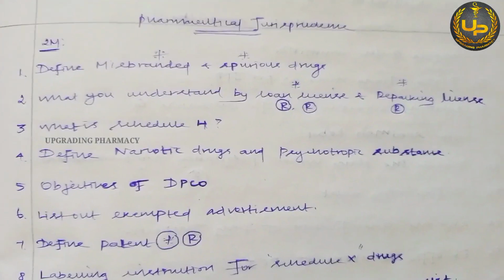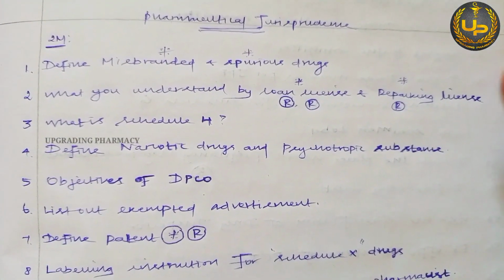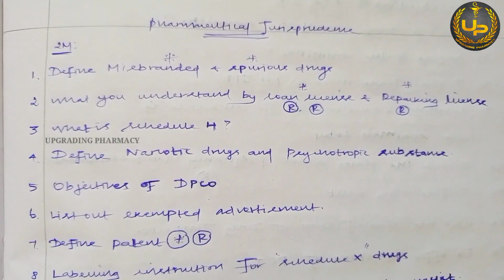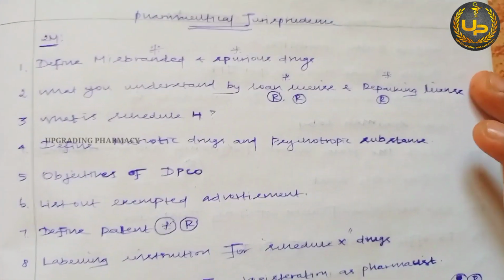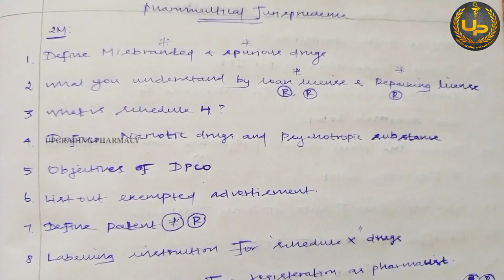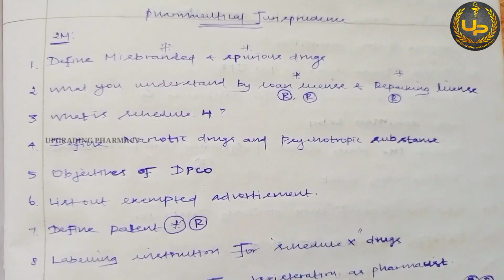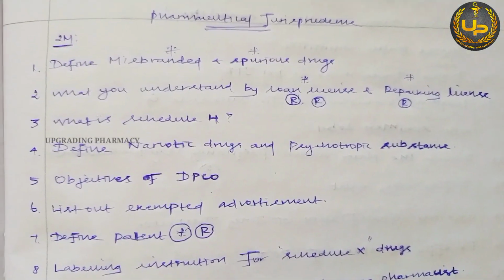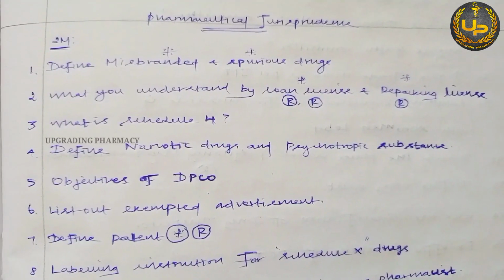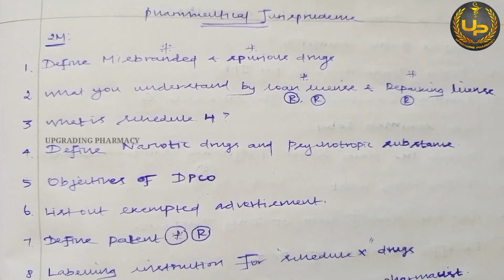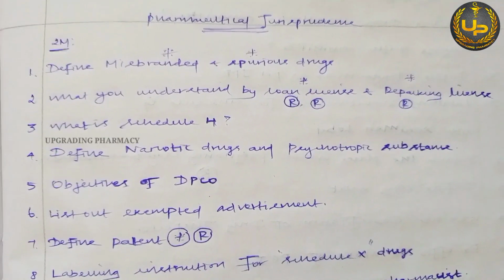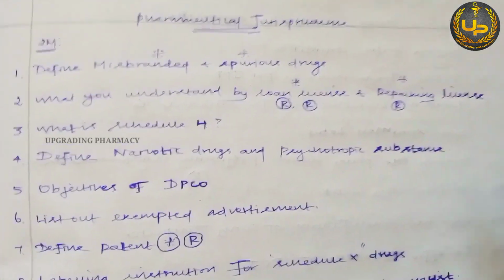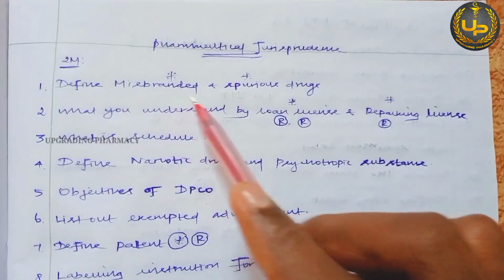Many questions can be asked from jurisprudence in competitive exams also. Today we have these 2 marks questions, and these are very important as well as repeated questions. These questions help to gain knowledge about the general pharmaceutical industry as well as the general ethics of pharmacy. So first, define misbranded and spurious drugs.